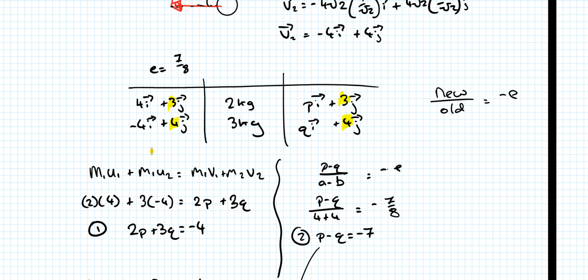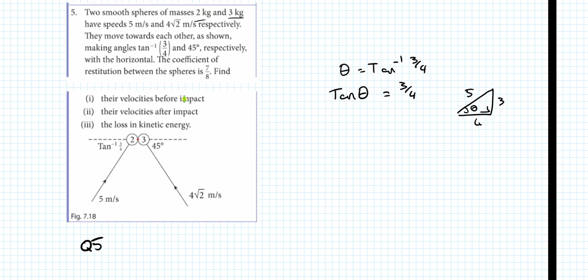Similar to the previous question, you're then going to do conservation of momentum. The mass times u, you're doing the mass times p, the new velocity, and the mass times q. Yeah. And a second equation with two unknowns. The question asks us to find the velocities before the impact. That's the very first thing we did. That's done. The velocities after the impact, we'll find that by finding p and q.